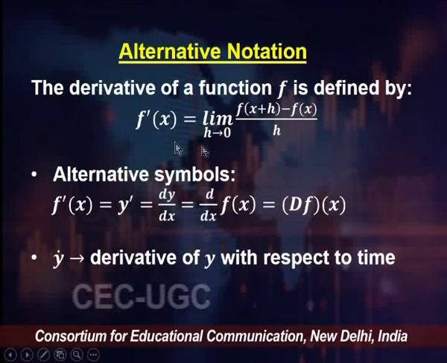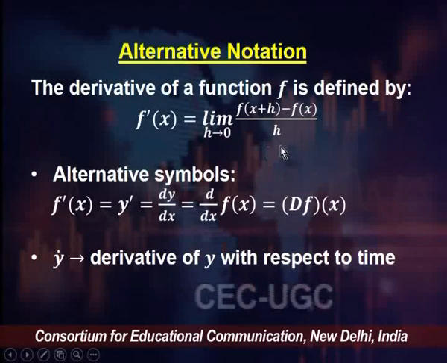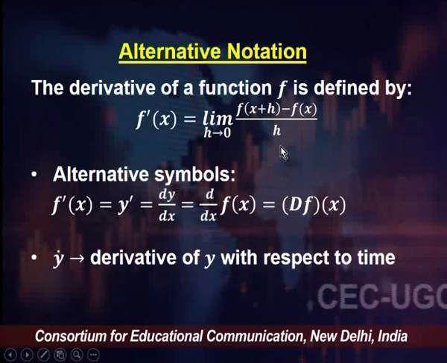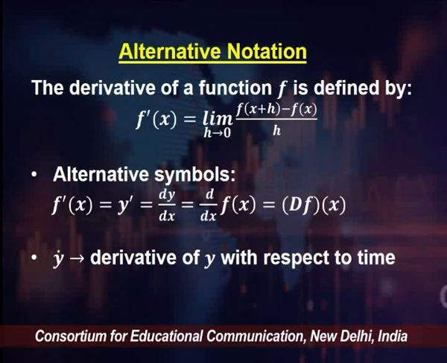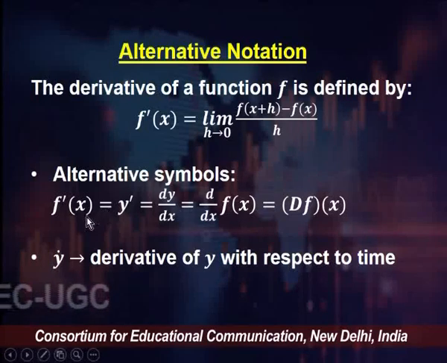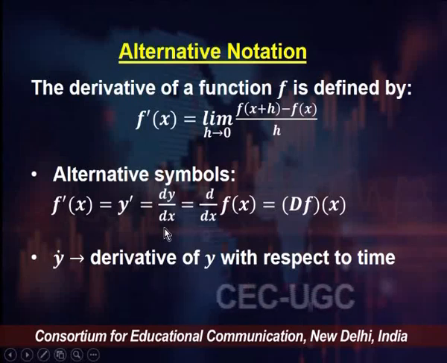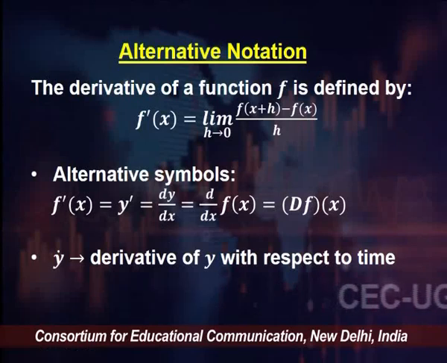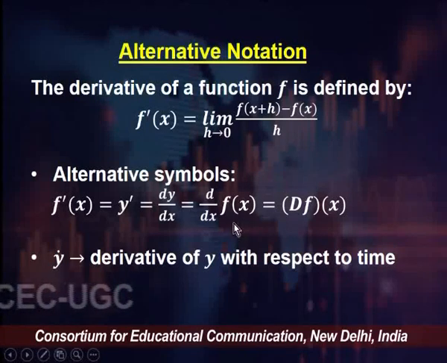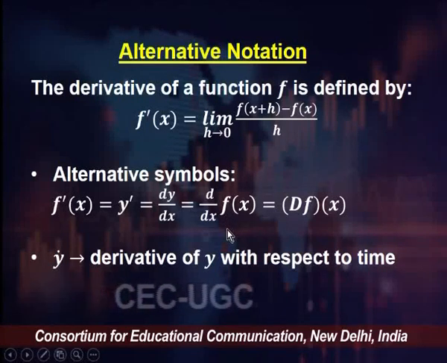So f prime of x is the limit as h tends to 0 of f of x plus h minus f of x divided by h. Alternatively, we could also use the symbols y prime or dy by dx, which is read as the derivative of y with respect to x, or the derivative of the function f with respect to x.